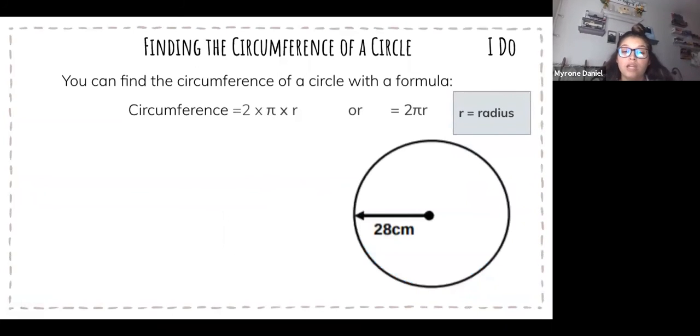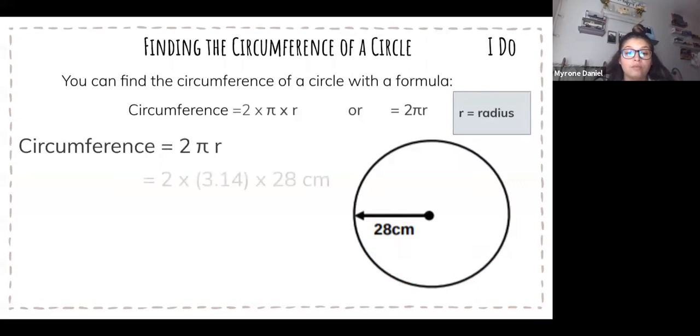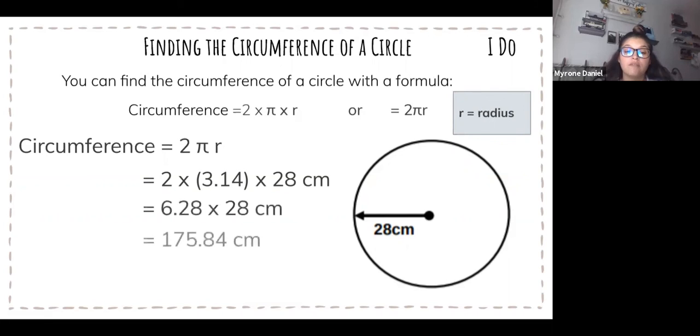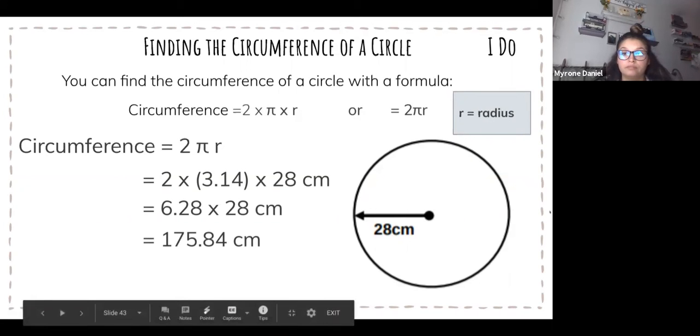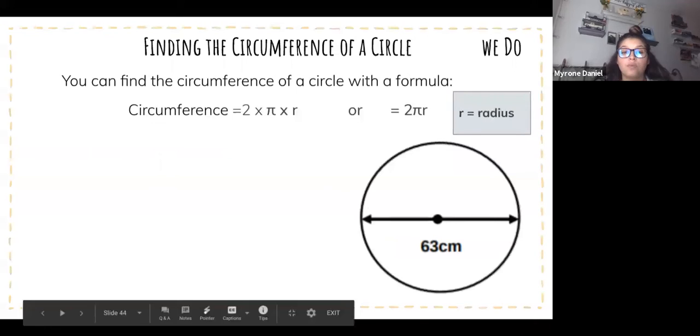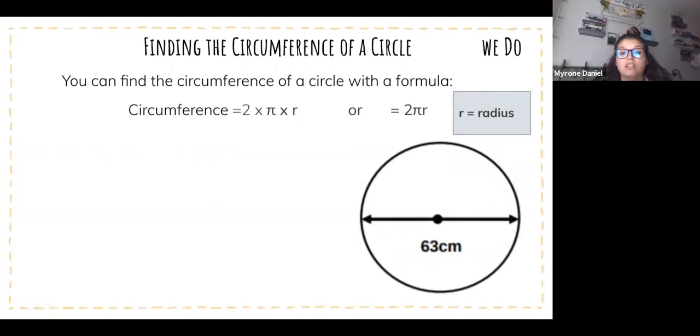So we know that the equation for circumference is 2 pi r. We have our radius right here. So 2 times pi, which is 3.14, times 28 centimeters is going to give us 175.84 centimeters. That is the circumference of this circle. So now for the we do, I want you to try this on your own. So pause the video for 5 to 10 minutes to try this problem on your own.